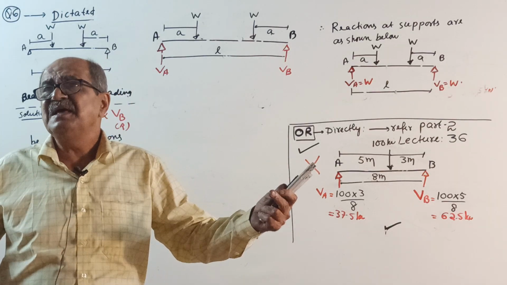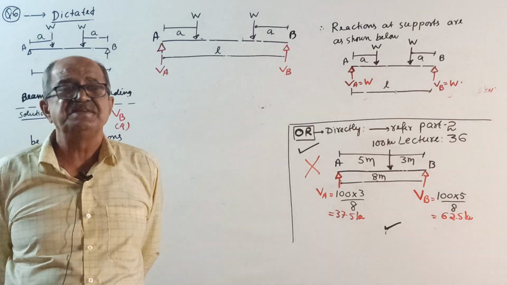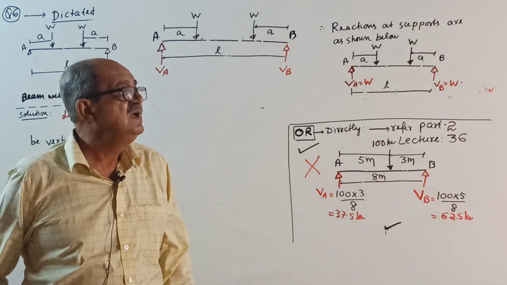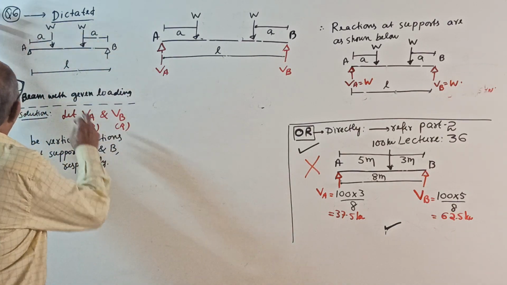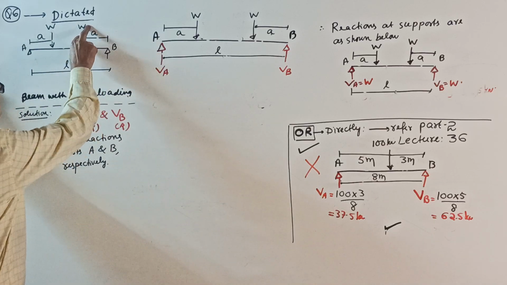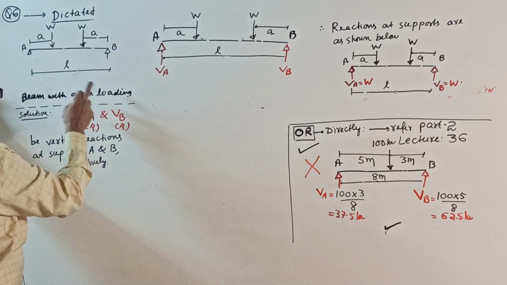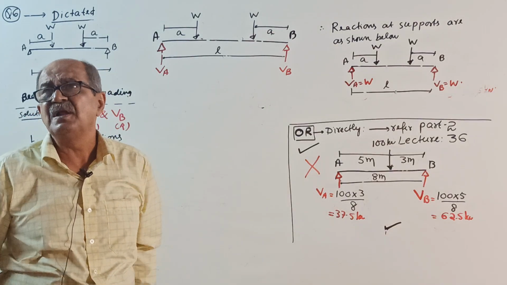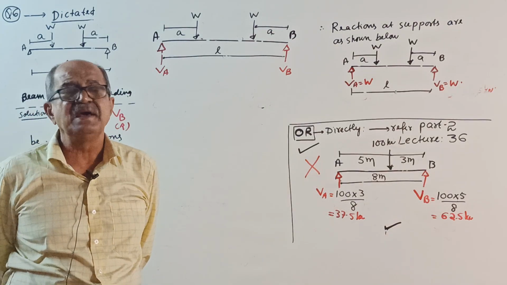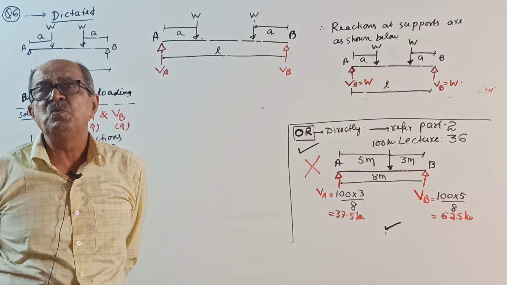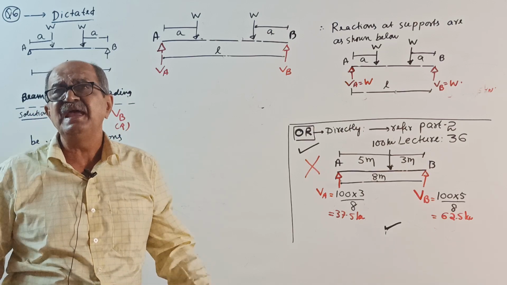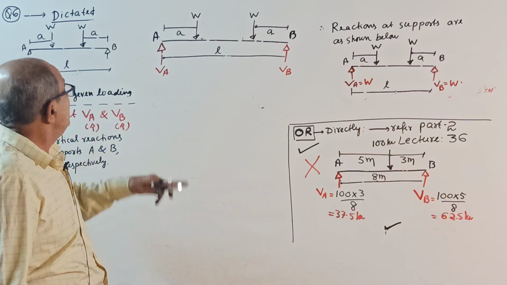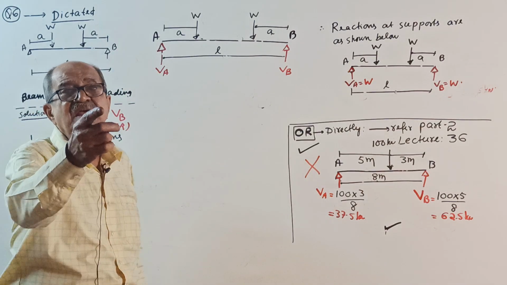at distances A from both ends. Or one load W is at A from the left end, other W is at A from the right end. Span I told L. Or 2 symmetrically placed loads. Remember, 2 loads which are symmetrically placed at equal distances from the ends, say at A. Remember, this A is not that AB.